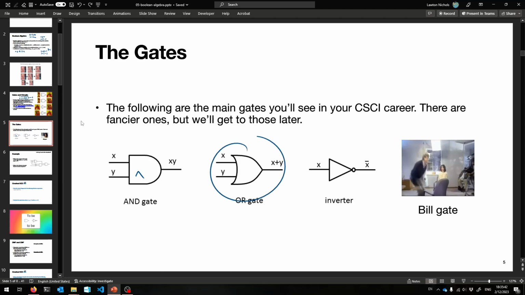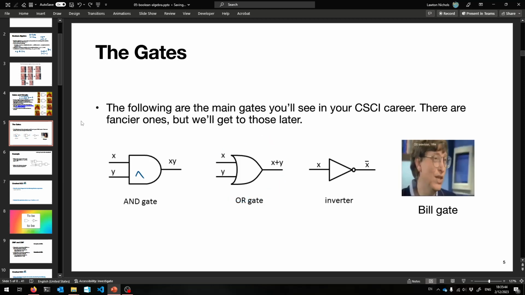The OR gate is like a curvier version of that. That's how you differentiate between the two. But again, you have two wires coming in, and then the output is their sum, or their OR. This is an OR gate, and then this is a NOT gate, or an inverter, we say. So you have X coming in, and then it inverts it, and you have NOT X, or X bar, coming out. Okay? So inverter, you can also call it a NOT gate.